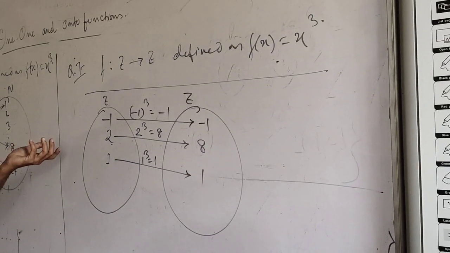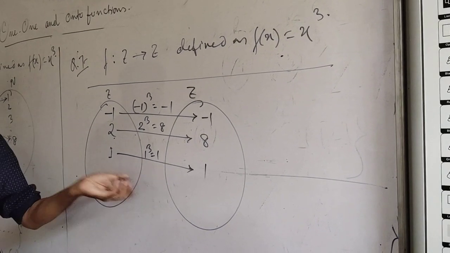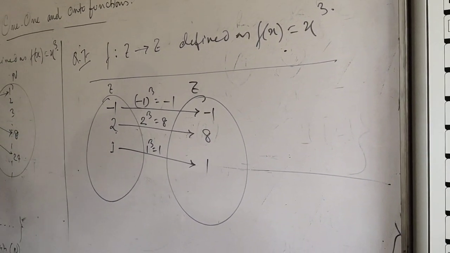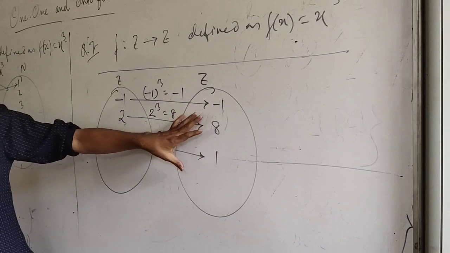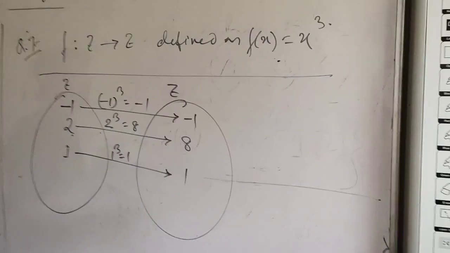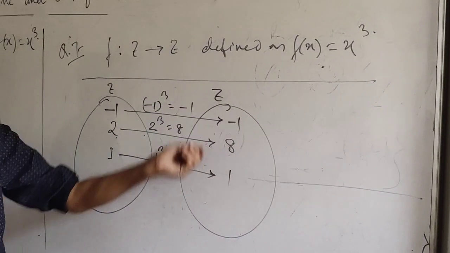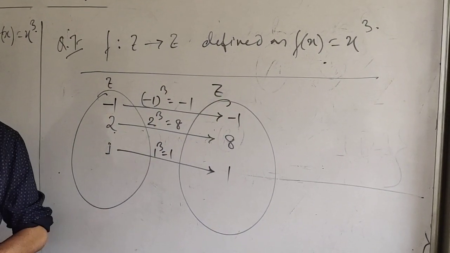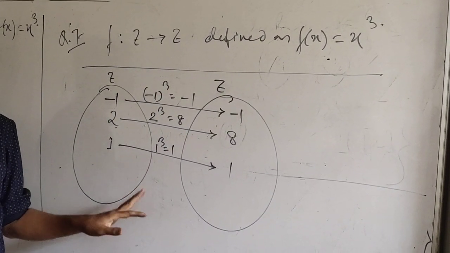And for the onto part, you find out the range here for this function. Then you show that the range is not equal to our codomain Z. Therefore, this function is not onto.